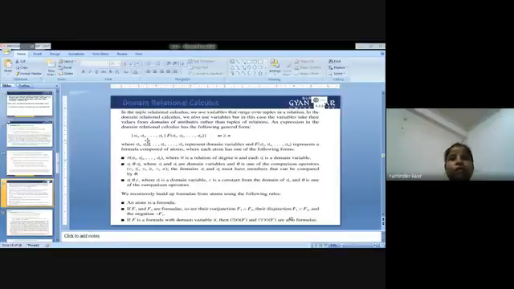So we recursively build up formulas from atoms using the following rules. An atom is a formula. If F1 and F2 are formulas, then so are their conjunction F1 and F2, their disjunction F1 or F2, and their negation, not F1. And if F is a formula with domain variable X, then there exists X (F) and for all X (F), with some condition, are also formulas.